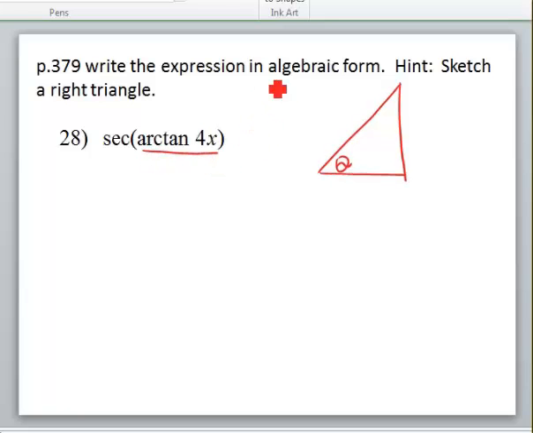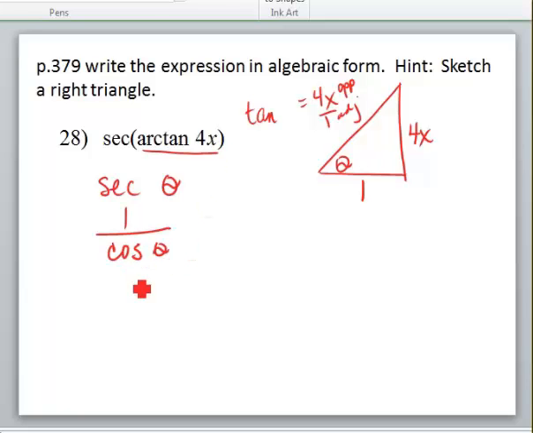I'm really trying to figure out where the tangent is equal to 4x. That'd be 4x over 1. So I know that tangent is really opposite over adjacent, so I've got 4x over here, opposite over adjacent. What I'm really trying to do then is find the secant of theta. Secant is 1 over cosine.